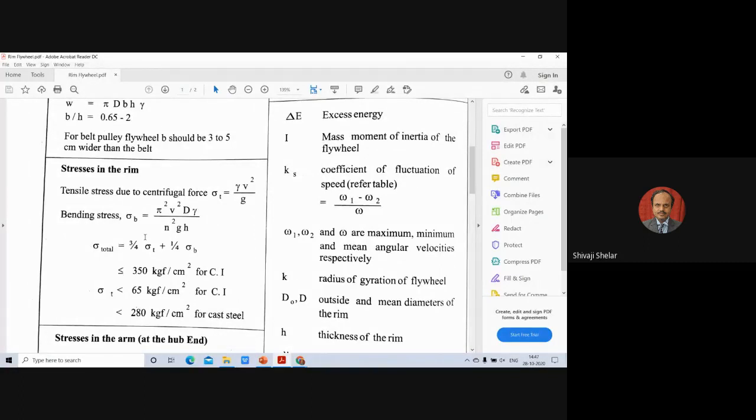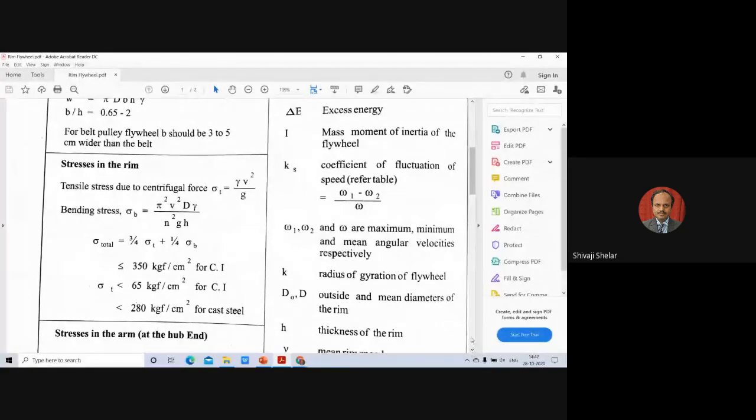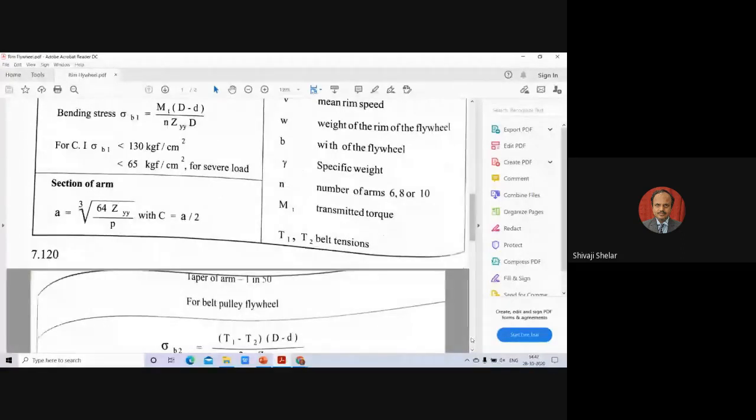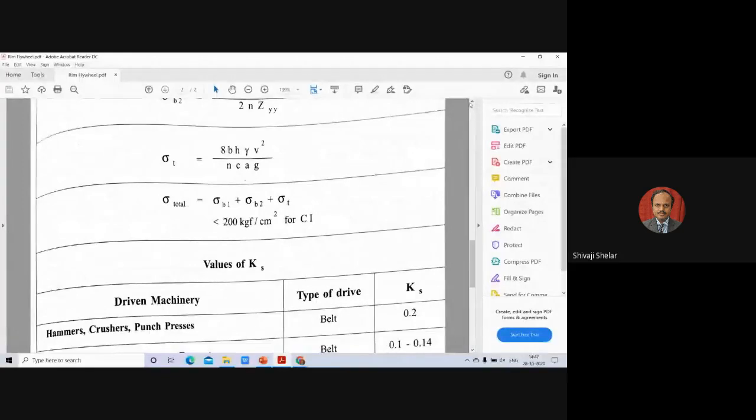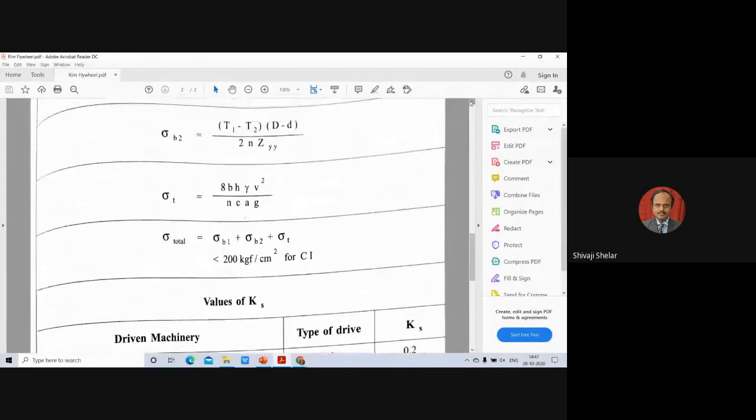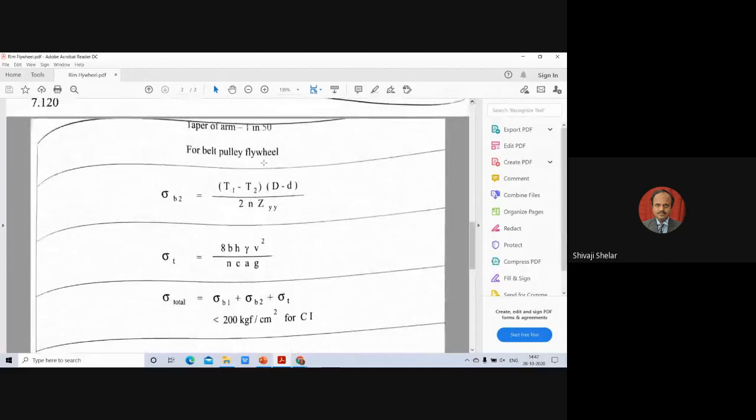Now, if this is a plain ring and doesn't have a belt on it, this formula can be used. Suppose you are using belt transmission, using the external surface of the flywheel to mount your V belt or, say, to mount your flat belt, then the formulas are different here. You can see the formulas here. If there is a belt pulley flywheel, suppose your flywheel itself is a pulley and it has a belt mounted on it, then the formulas are different here.